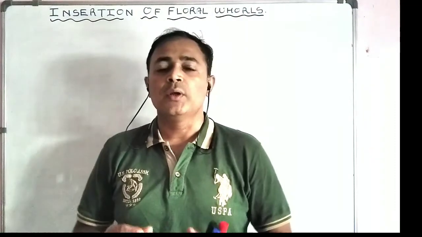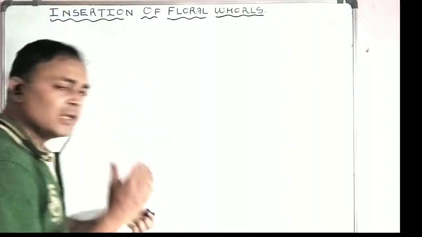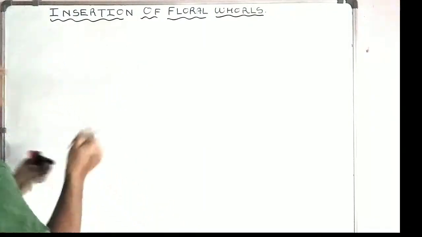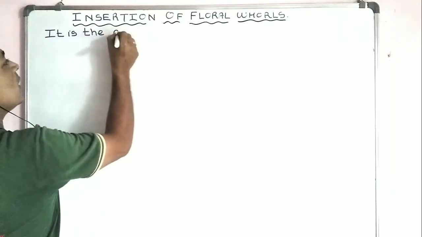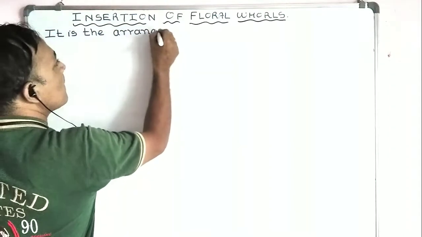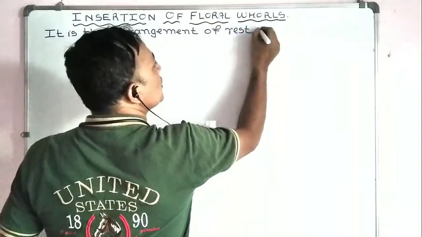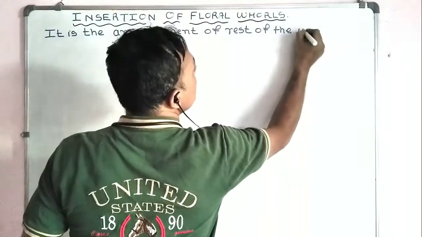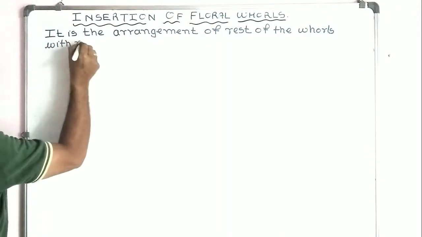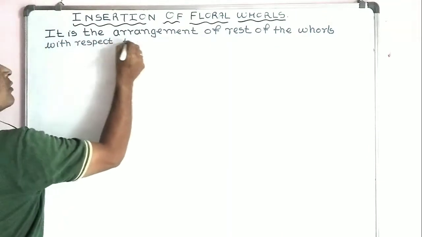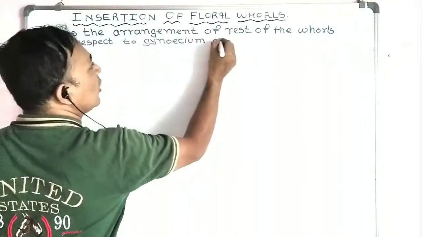In today's class, we are going to talk about insertion of floral whorls. Let us define it. It is the arrangement of rest of the whorls with respect to gynoecium on thalamus.